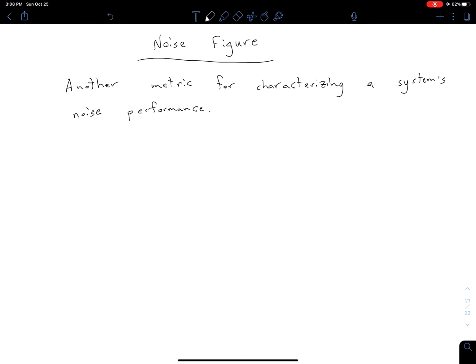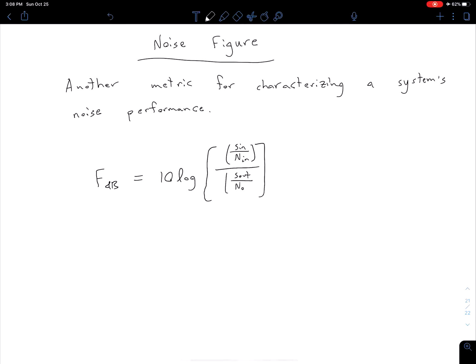Another metric that we can use for characterizing a system's noise performance is something called the noise figure. And so our noise figure, expressed in decibels, F sub dB, is equal to 10 times log base 10, and then in the argument for our log, in the numerator we have our signal in divided by our noise in, and in the denominator we have our signal out divided by our noise out. So essentially we're characterizing how much our signal to noise ratio has changed.